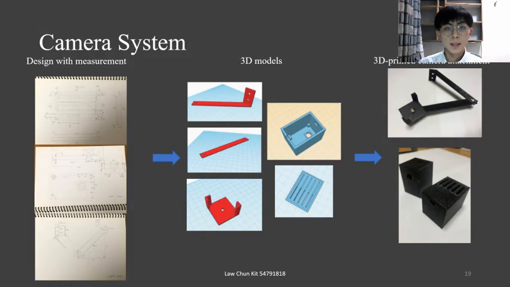To facilitate better attachment of the ESP32-CAM modules, I decided to 3D print a camera attachment for them to hold the camera in a better way. The design starts from scratch with measurement, then I draw the 3D model, and then assemble it together to form the attachment, as shown on the right-hand side.